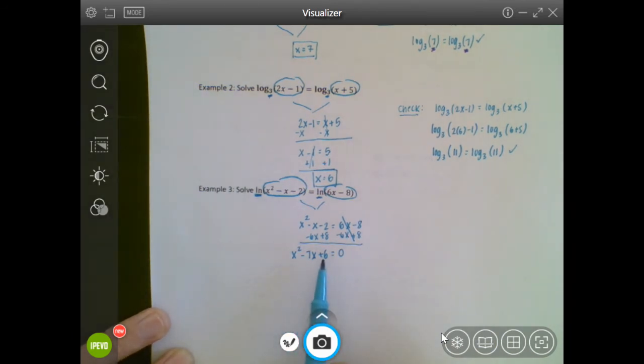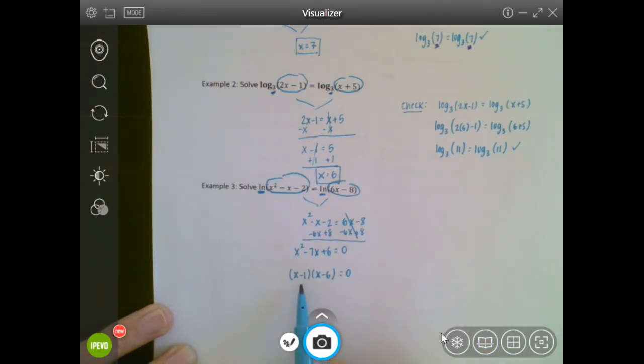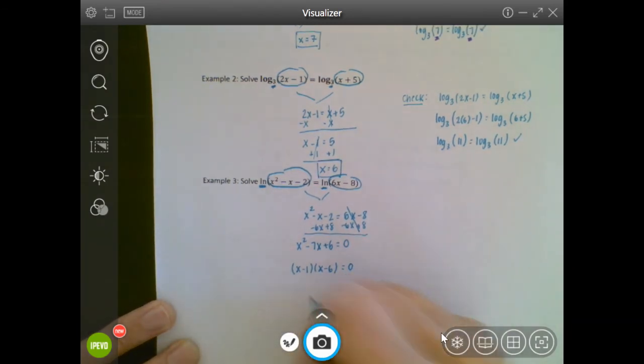So I'm looking for factors of positive 6 that add to negative 7. That's going to tell me that my factors are going to be x minus 1 and x minus 6. Since negative 1 plus negative 6 gives me negative 7, and negative 1 times negative 6 gives me a positive 6. And then I can use my zero product property to solve here. So break this up, x minus 1 is equal to 0, x minus 6 is equal to 0. So that's going to tell me that my possible solutions here are either positive 1 or positive 6.